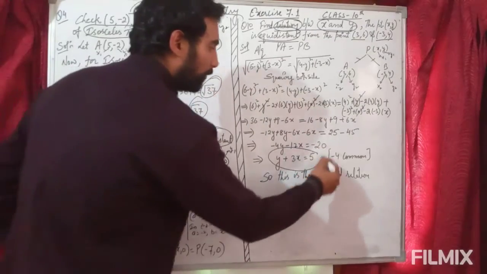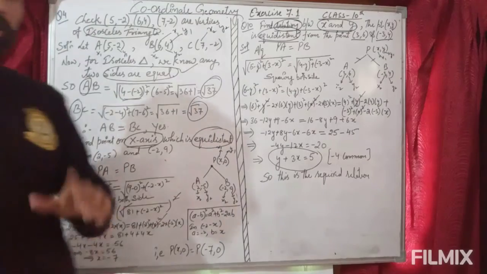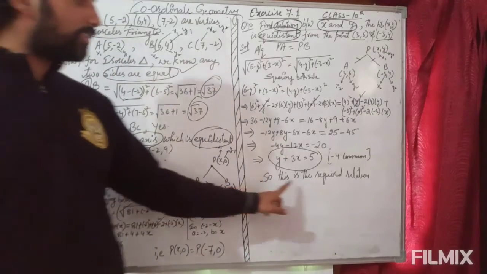Students get confused, thinking that here no value has come, but here we have to find the relation only, not the value. So this is the required relation.